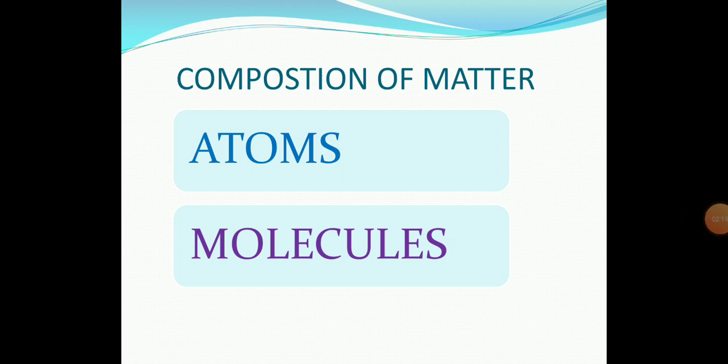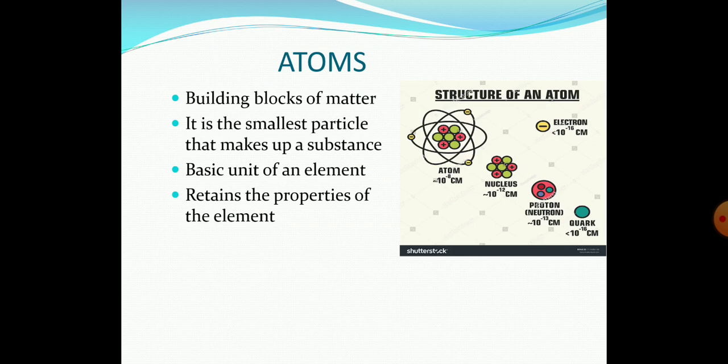Now we are going to see the composition of matter. It is the atoms and molecules that matter is made up of. Now what is an atom? An atom is the building block of matter. It is the smallest particle that a substance is made up of. Then it is the basic unit of an element and it retains the properties of the element. So an atom is the building block of matter, the smallest particle of matter, the basic unit of an element. It retains the properties of the element.